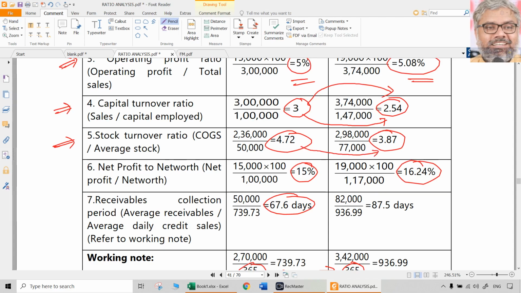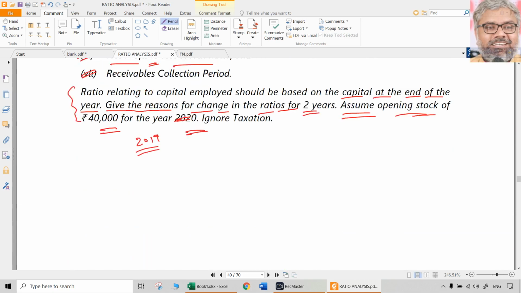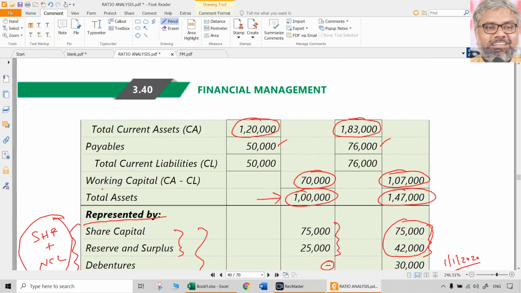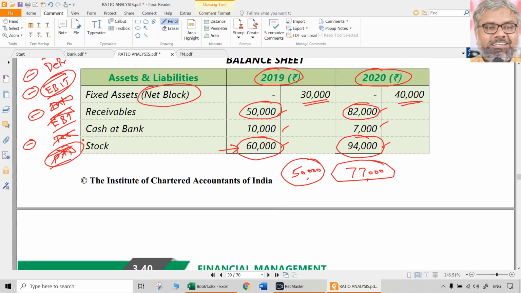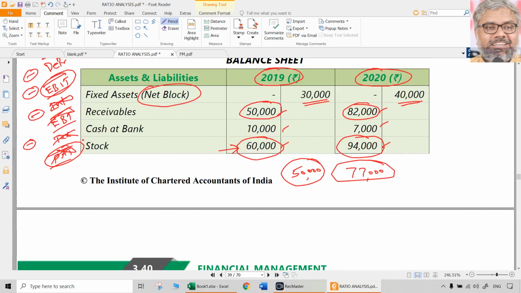Stock turnover ratio has reduced, which means the company started investing more in the stocks. The stock is increasing. That is also not a good sign. But of course, whatever the stock that has increased, you can see in the balance sheet asset side also. Inventories have very well increased here also, from 60,000 to 94,000.